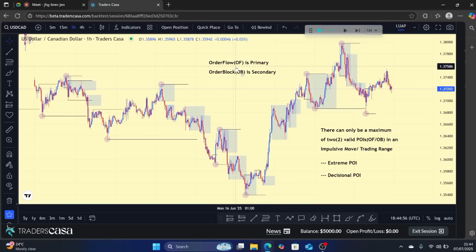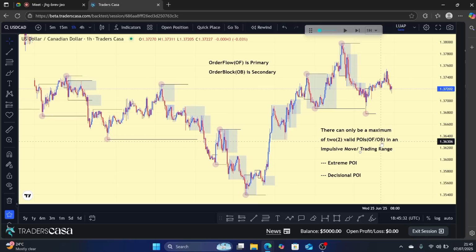how can you identify the ones that are valid? Because there can only be a maximum of two valid order flows. In a trading range, let's say there are more than three. The ones that will be valid in that range will be only two unmitigated ones. So how can you identify them? That's what we'll be diving into today. And let's say there is no order flow on the range. This means that all the order flows are mitigated, so in that case, that's when you'll be marking the order blocks.